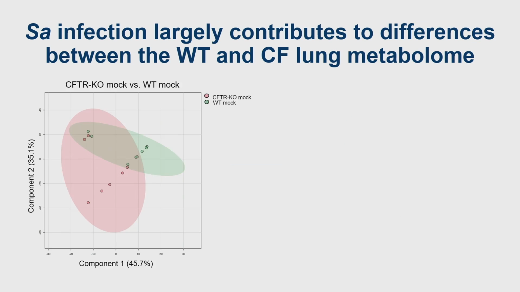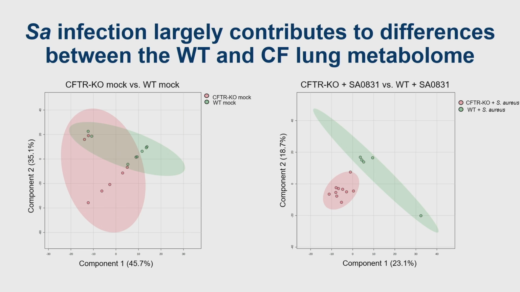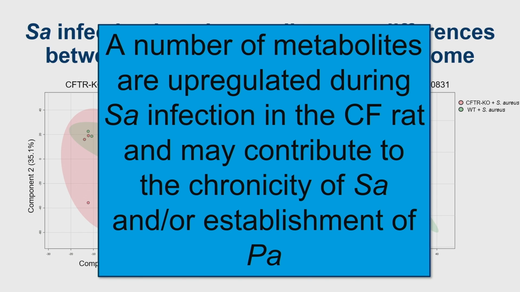What we found is that at baseline, CF and wild-type rat lung metabolomes are really not that different. You can see here in the PLS-DA plots that there's a decent amount of overlap between these two groups. However, when they're infected, the CF and the wild-type rat lungs have a very different metabolome, which is indicated by the clear separation here of these two groups. We think that the differences in the metabolome during infection might be contributing either to the chronicity of staph or to the establishment of Pseudomonas infection.